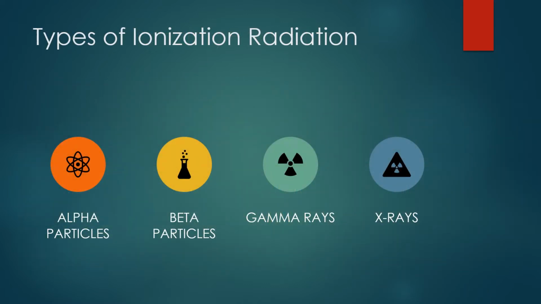Next, we have four different types of ionizing radiation that we will discuss in this training: alpha particles, beta particles, gamma rays, and X rays. These are considered the primary focus of ionizing radiation. So in the next few slides, we will spend quite a bit of time discussing in detail the different types of ionizing radiation.